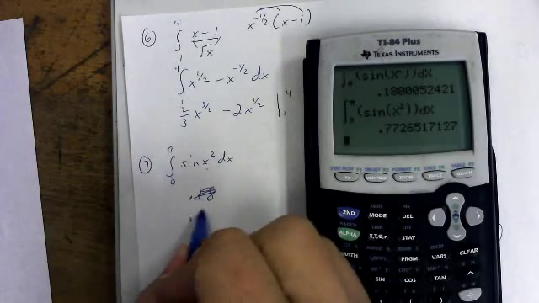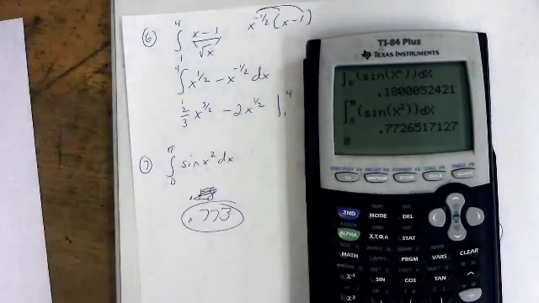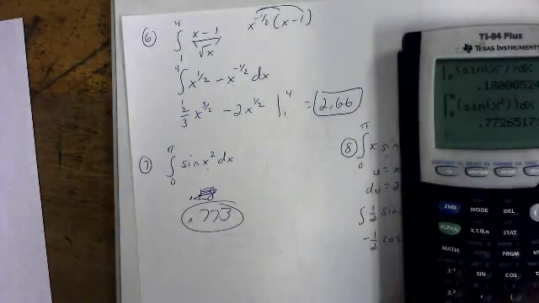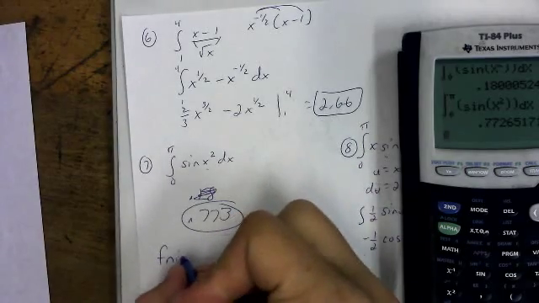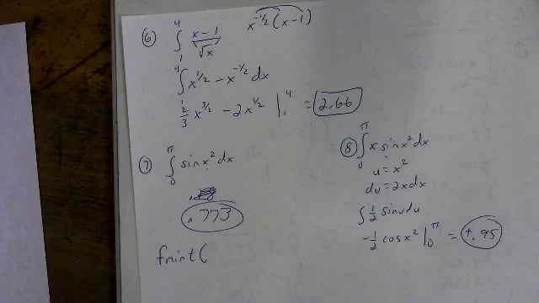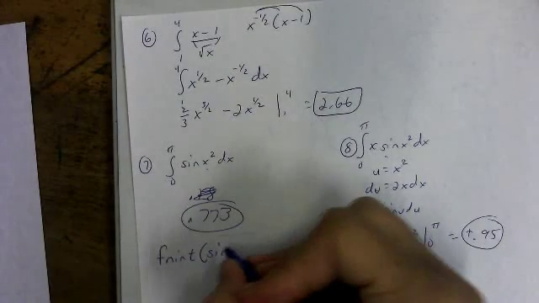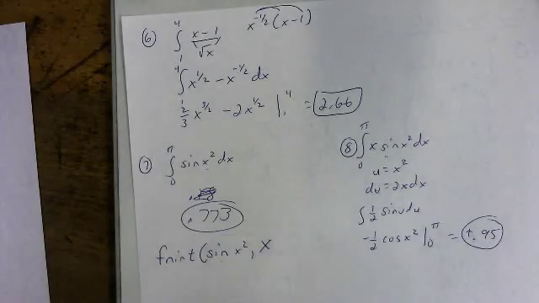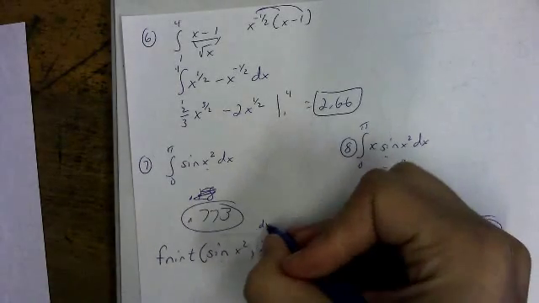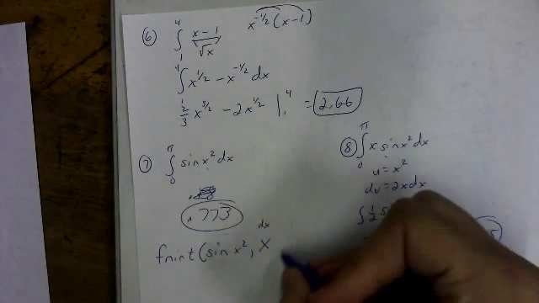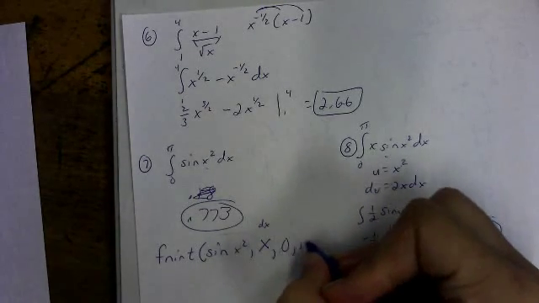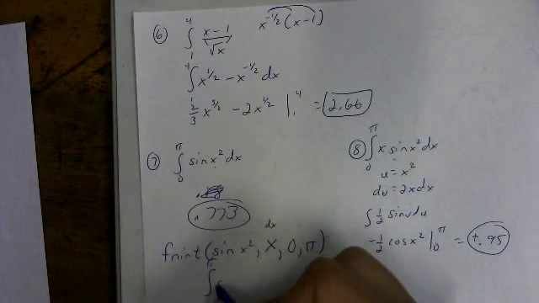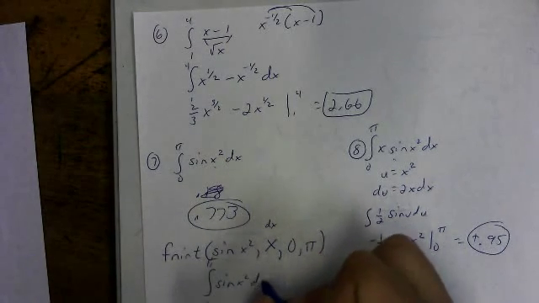If you're using the other notation, if your calculator is an older calculator, it would look like this: fn int parentheses. You would type in sine x squared, so this would be the function, with respect to x, which is basically the dx part, comma, 0 to pi, the limits. So in other words, you're setting up the integrals. The integral from 0 to pi of sine of x squared dx. That refers to that, this refers to the function, and these two refer to the limits.